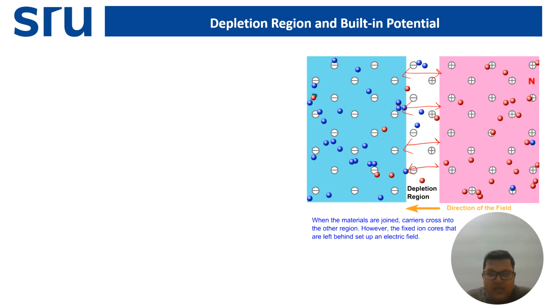So when the materials are joined, carriers cross into the other region. That is obvious for the diffusion. Okay, however, the fixed ion cores that are left behind set up an electric field. So what do the fixed ion cores mean? Here this side is negative ions, and this side is positive ions, right?